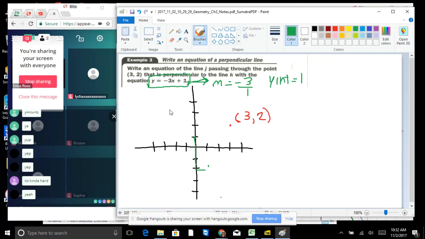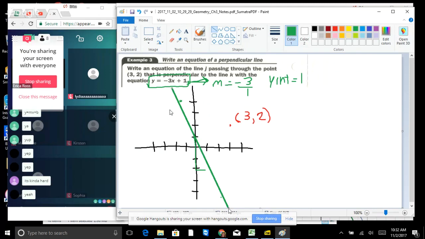Or I'm starting again at my y-intercept, which is a 1. I rise positive 3, run -1 over here. So then I play connect the dots. I'm not very good at this game, but I attempt to connect the dots and create my line there.